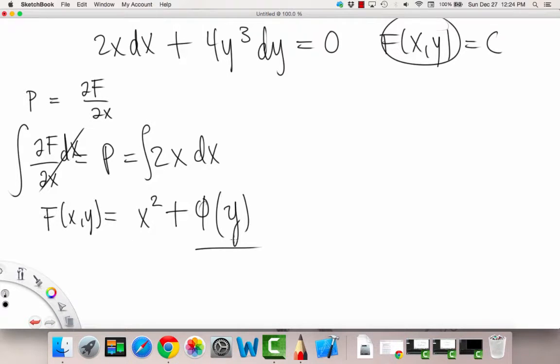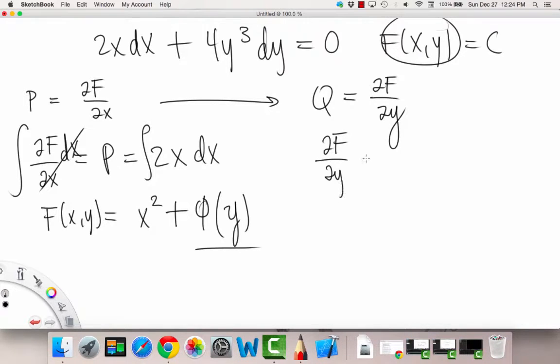Once we get to this point, we stop. We've reached a point where we can't continue and we can't just guess anymore. So what we're going to do now is work the other side, and by the other side I mean Q is equal to partial f partial y. That's what it means to be exact as well. So we're just going to rewrite this on this side here. Partial f partial y is equal to Q, which is equal to 4y cubed.